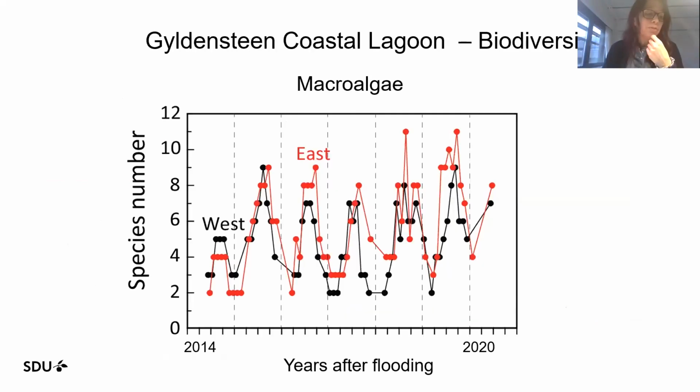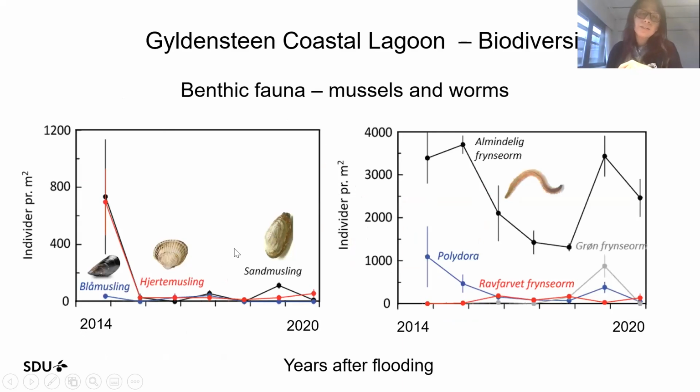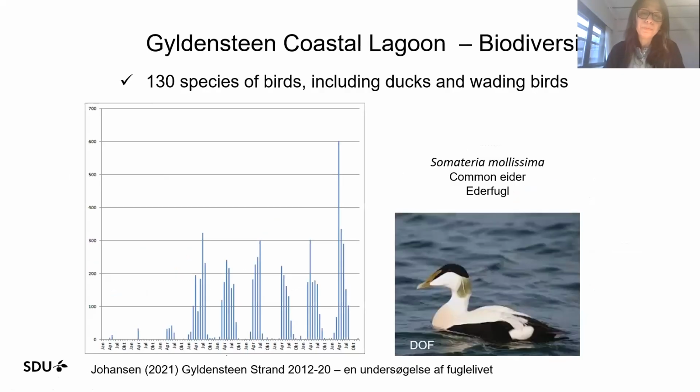But we also observed an increase in biodiversity, increasing slowly in terms of macroalgae. This is in the coastal lagoon. And we also looked into the animals. So we had, of course, mussels and worms. They had a period where they died. We had some adjusting problems in the lagoon, but now the mussels are coming back, and in 21 they are even higher. But we have lots of worms, so a lot of food for the birds and the fish.